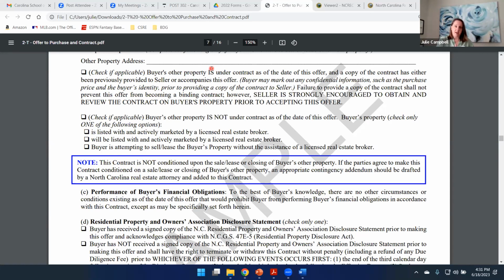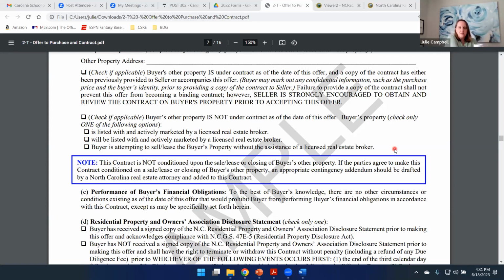So we're going to represent if your other property is under contract. Our other option here is the buyer's property is not under contract, in which case we're told to check only one of the following. The property is listed with and marketed by a broker, it will be listed with and marketed by a broker, or the buyer's attempting to go for sale by owner. So we're not under contract, but we just need to identify that.